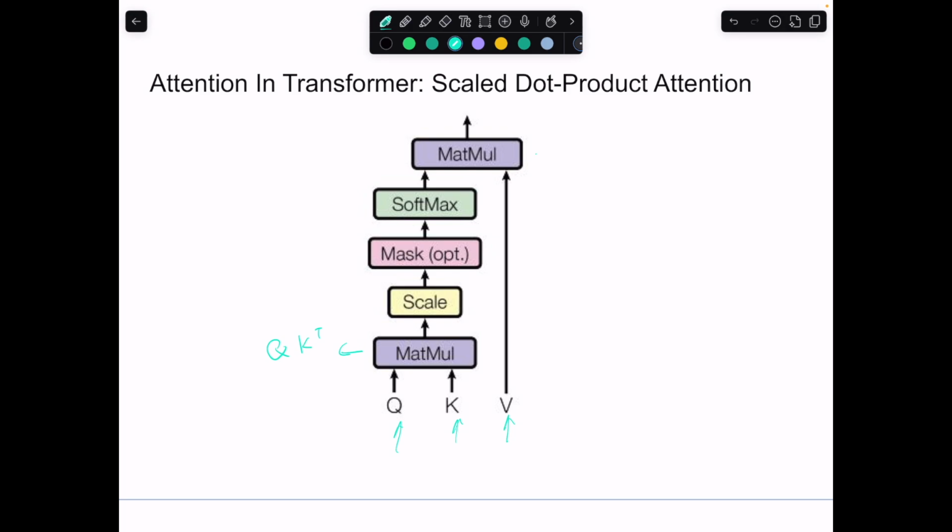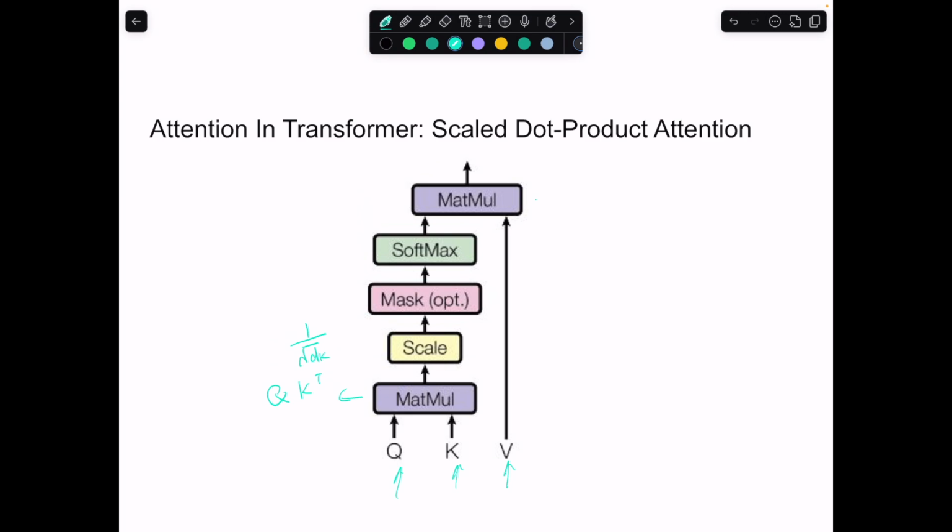It scales dot products by dividing by the square root of the key dimension. This scaling prevents dot products from growing too large because of the high dimension of key matrices. After that, it applies softmax to get attention weights. And finally, it multiplies the weights with value to get the final output.